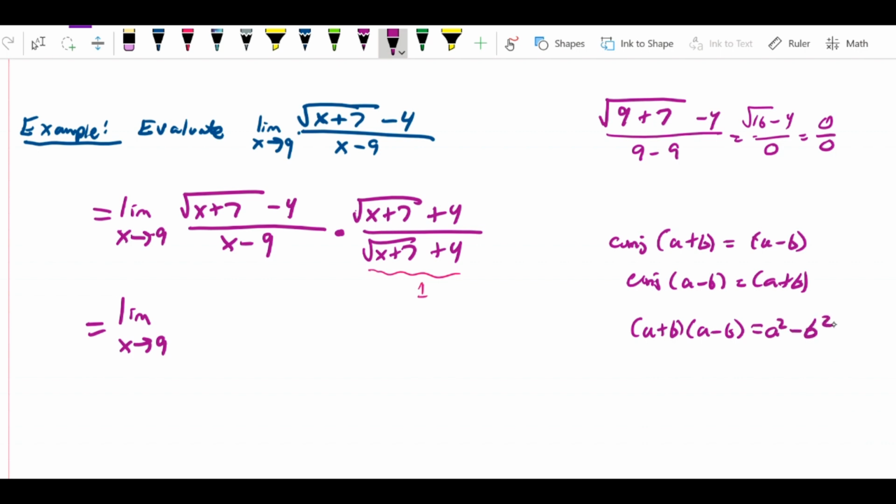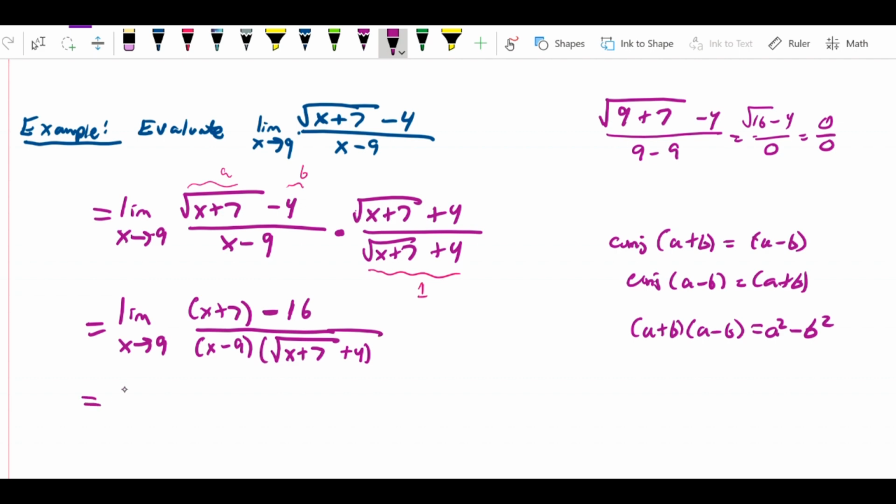So let's take the square root of x plus 7. In that expression, this is a and this is b. So the square root of x plus 7 squared is just going to be x plus 7, and 4 squared is 16. And now we have x minus 9 times the square root of x plus 7 plus 4. There was nothing we could really do with that one on the bottom. We just have to multiply it in.